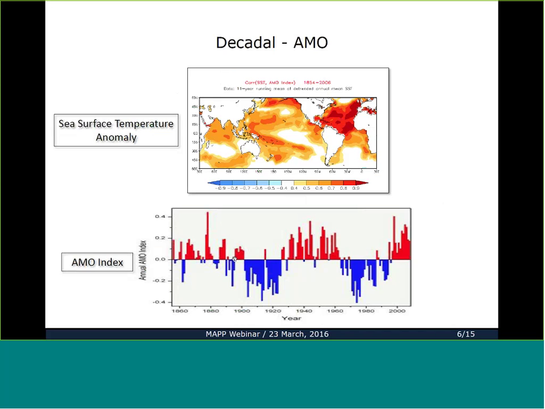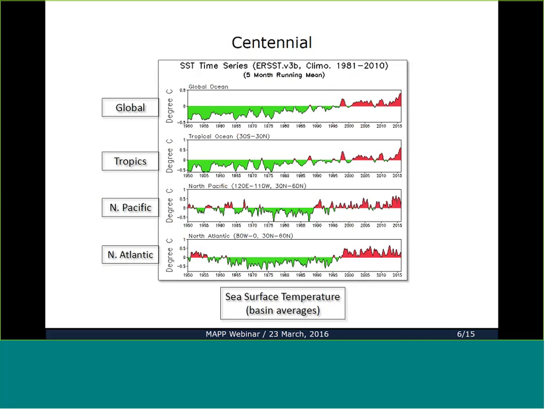Again, just like the PDO, the AMO index tends to stay in a particular phase for a long period of time, then goes into the opposite phase. If you eyeball this time series, you can see the very slow variations in the sea surface temperature over the Atlantic. And again, these will relate to corresponding changes in the sea level heights, which you might hope to predict, and I think Steve is going to talk about that later.